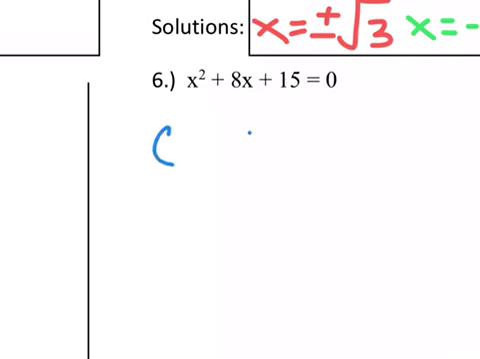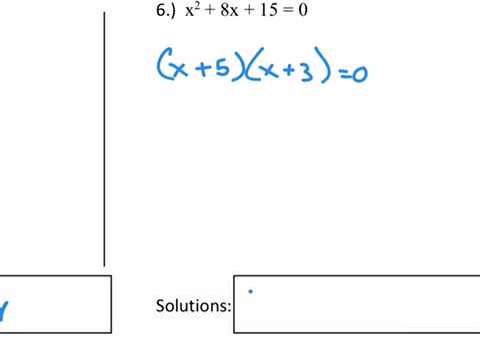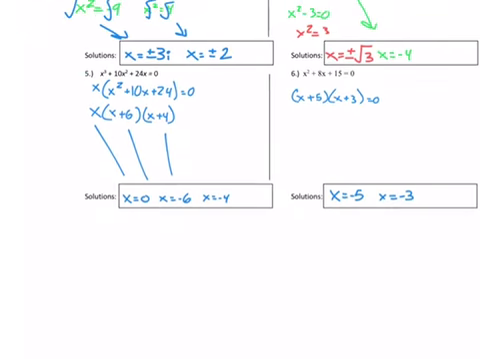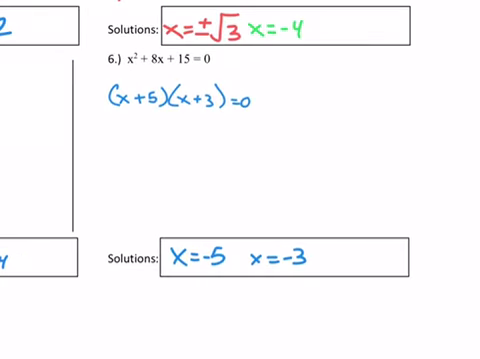This one's just straight up old-fashioned chapter 4 regular factoring. x plus 5, x plus 3 is equal to 0. Solutions, x equals negative 5, and x equals negative 3. So not all of these will be the most difficult ones you've ever done in your whole life. Sometimes they're easy.